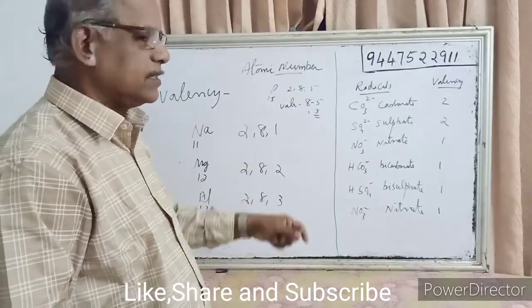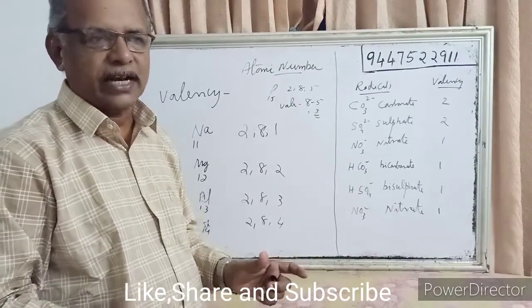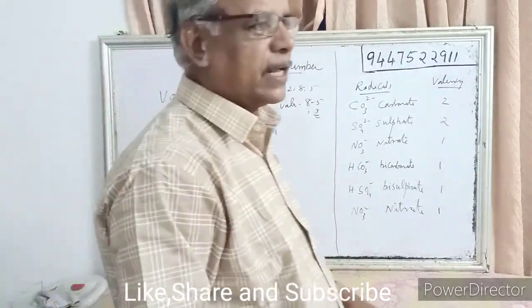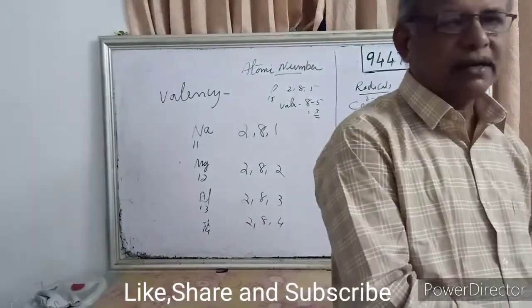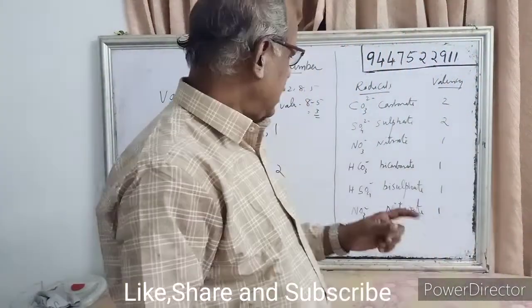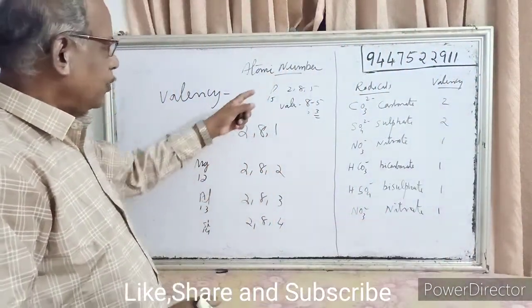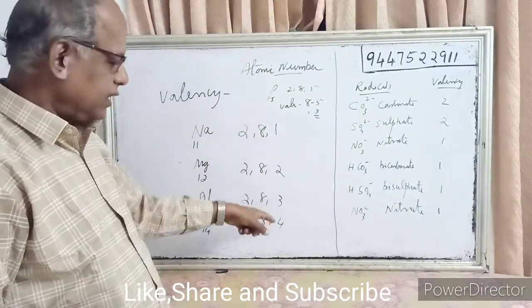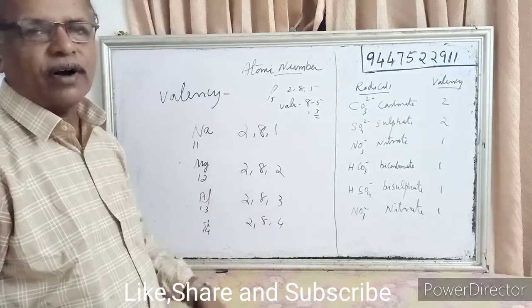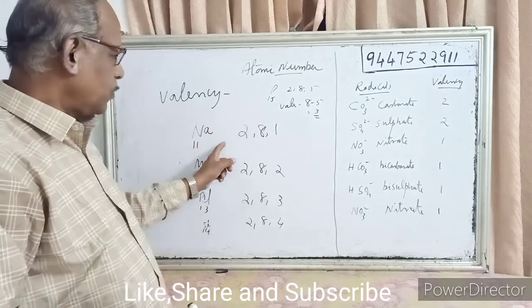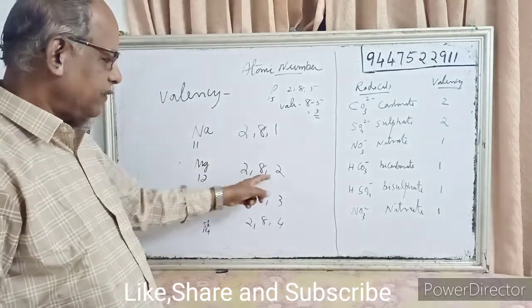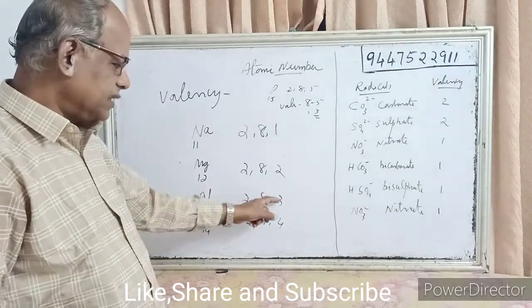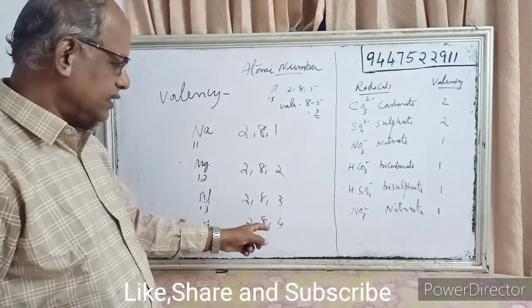That gives the valency. So this is the method to find out valency. Valency is the combining capacity of an element, and it can be determined if you know the atomic number. First write the electronic configuration, and for the outermost electrons up to 4, valency is the same. So for sodium valency is 1, for magnesium valency is 2, for aluminium valency is 3, and for silicon valency is 4.